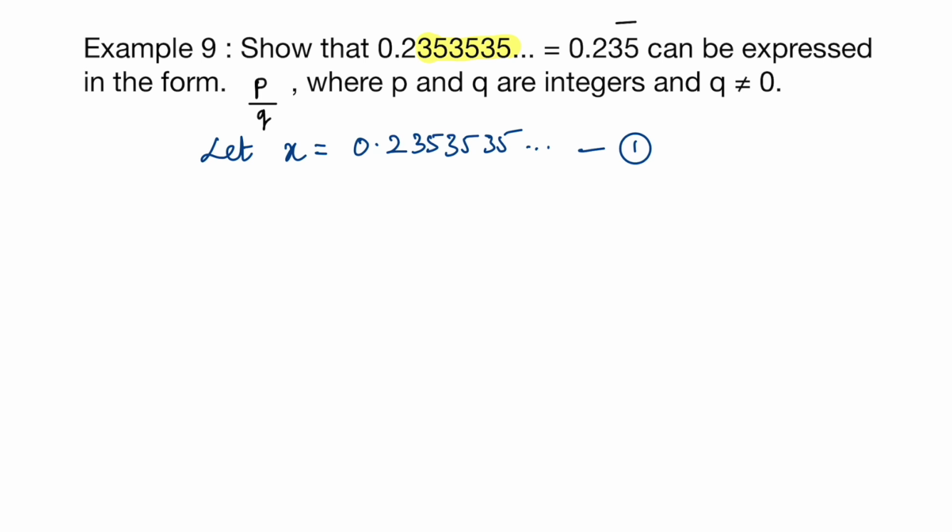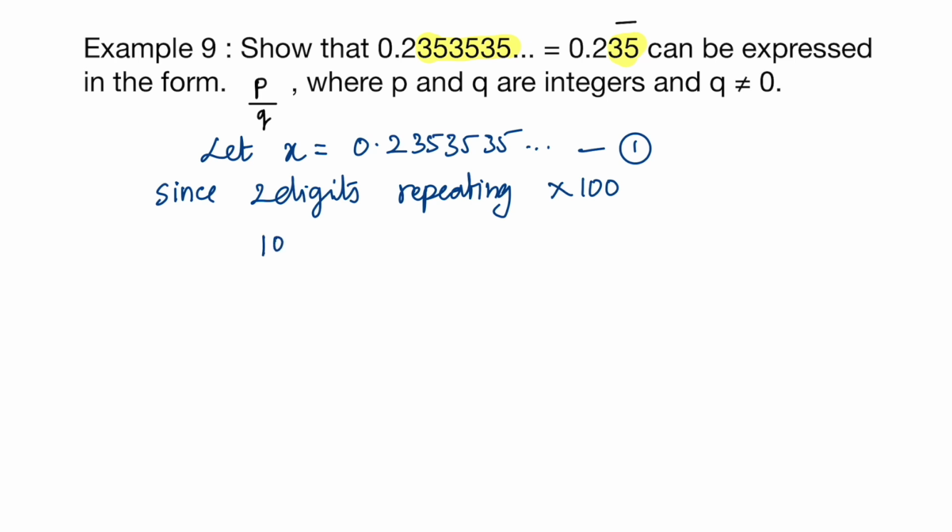Okay, now what would you do after that? You are going to find the number of digits that are repeating. Okay, you might have heard a noise, sorry for that, it's a quite noisy environment, please bear with me. Now here we have 2 digits that are repeating, right? 3 and 5, both these digits are repeating. Since 2 digits are repeating, you are going to multiply this equation by 100. You are going to multiply this equation, both LHS and RHS, by 100.